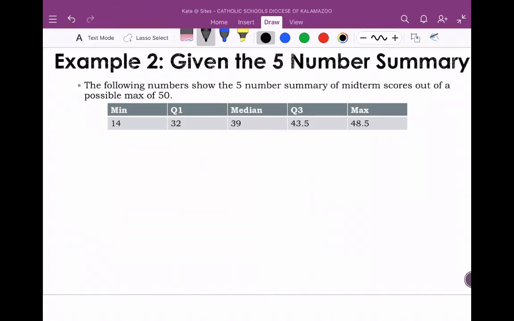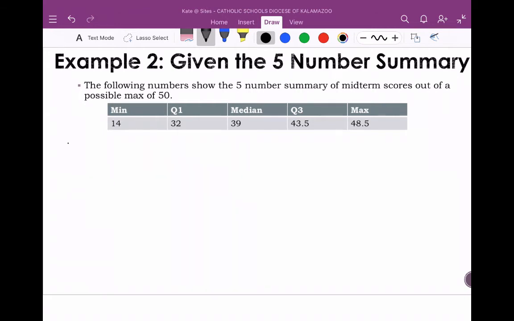Our second example is when you're already given the 5-number summary. So the following numbers show the 5-number summary of midterm scores out of a possible max of 50 points. So we have our minimum, our Q1, our median, our Q3, and our maximum. So we actually have very little that we have to do here. But we do need to determine if our minimum or maximum values will end up being outliers. So we have to calculate our fences.